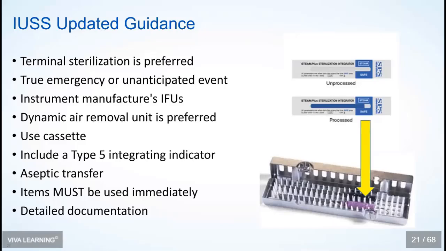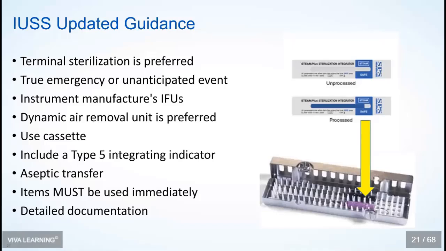The dynamic air removal unit is preferred over a passive or the gravity displacement for obvious reasons. It is recommended to use a cassette when the instrument is processed and to include a type 5 integrating indicator in that cassette. Now, obviously, you're not wrapping the cassette because you're doing it as an unwrapped cycle.